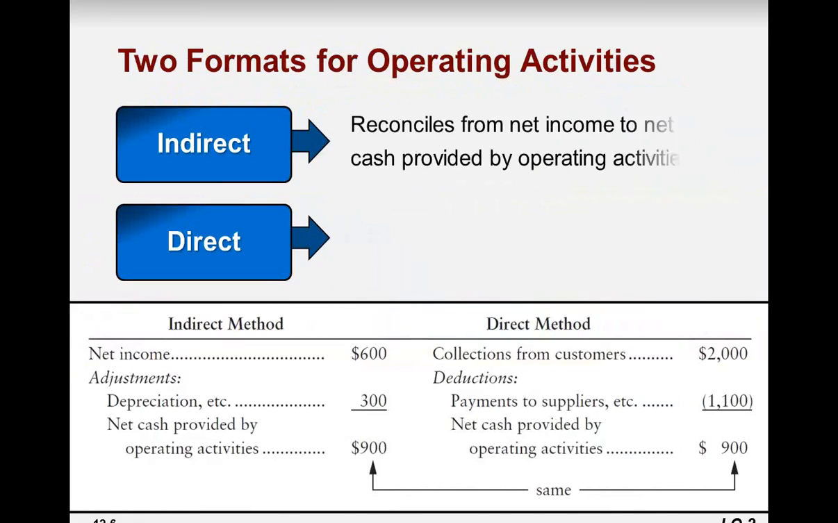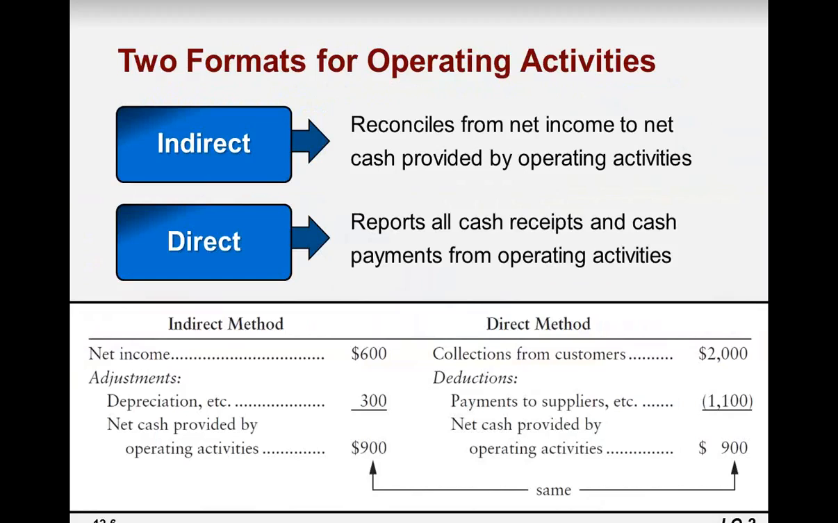So what's the difference in these two? With indirect, we reconcile from net income to net cash provided by operating activities. With the direct method, we report all cash receipts and cash payments from the operating activities. It's just two different approaches.